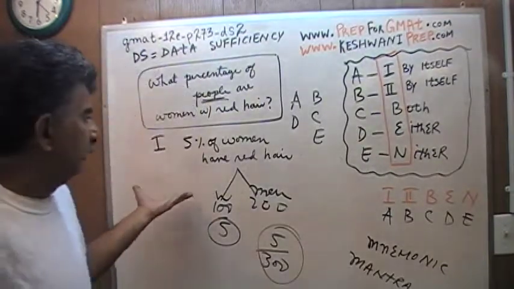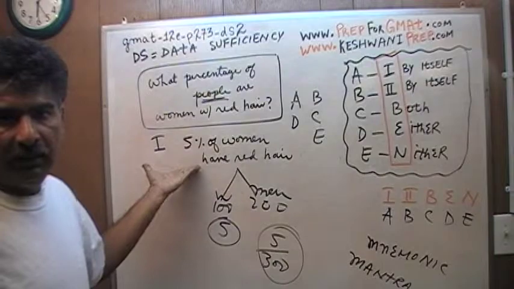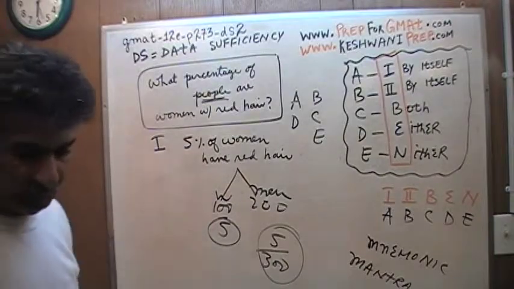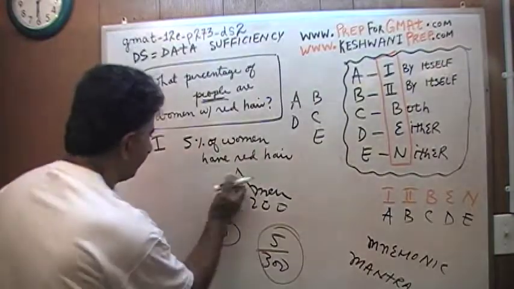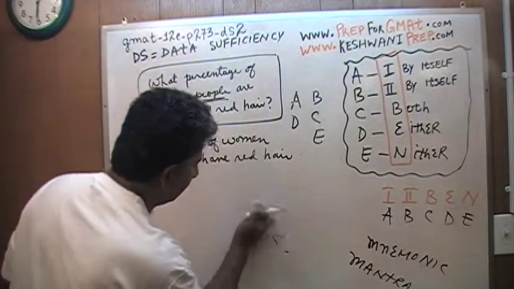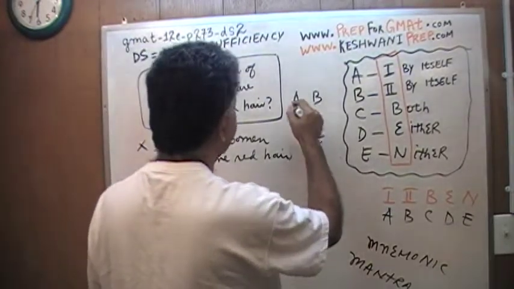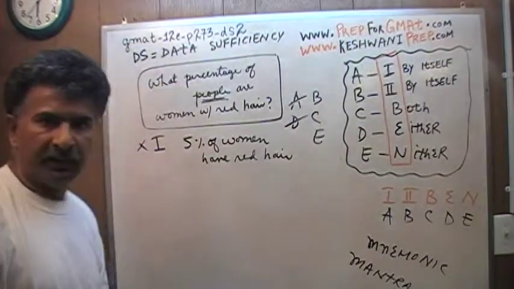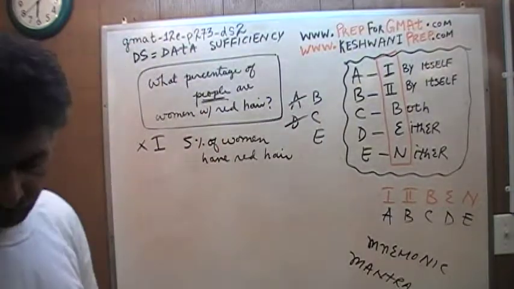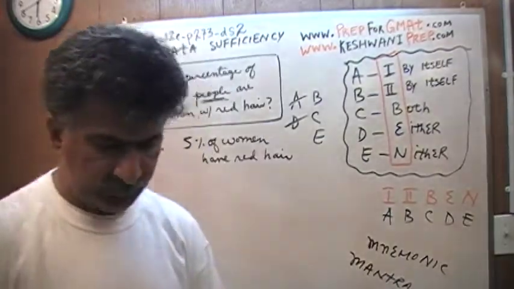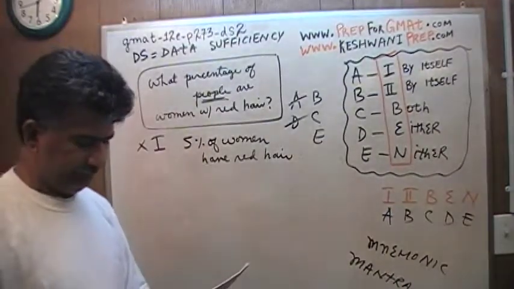But we do not know anything at all. We do not know how many men there are, we don't know how many women there are. So statement 1 by itself does not do anything. Statement 1 by itself is no good. So that tells me that the answer cannot be A or D. Cross it out right away, that's the whole point of it. Cross it out, A or D. Let's go on. The answer has to be either B, C or E.